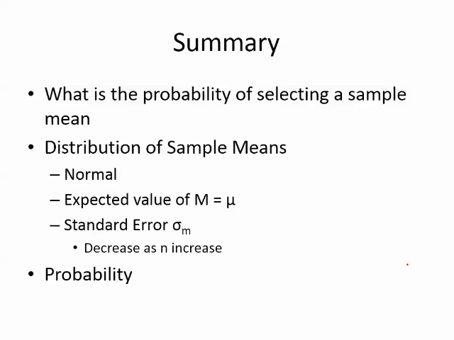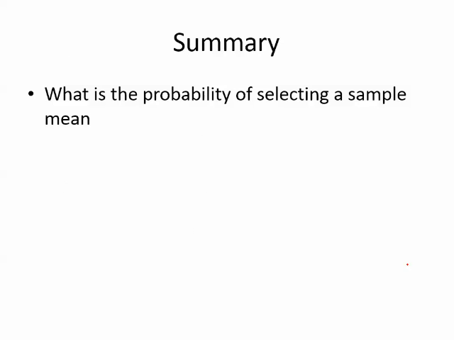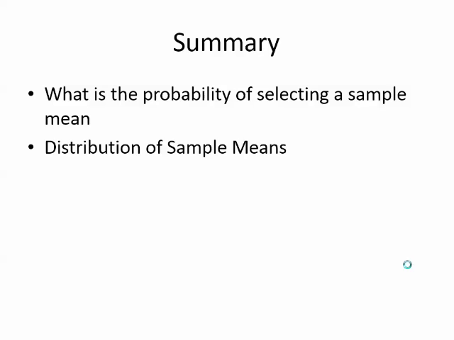So let's take a second and look at where we're at. First, the question we're asking is, what's the probability of selecting a sample? That's really what we're trying to get at here. What's the probability of selecting a sample? Now, this distribution of sample means that we have here has some particular properties that allow us to look at that.